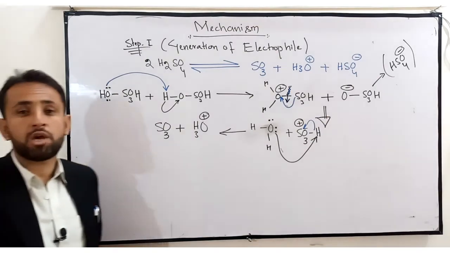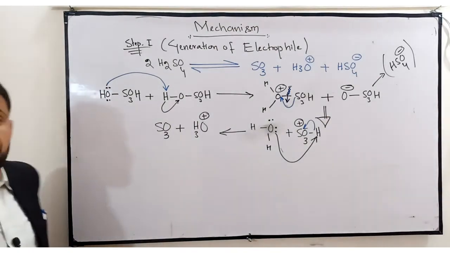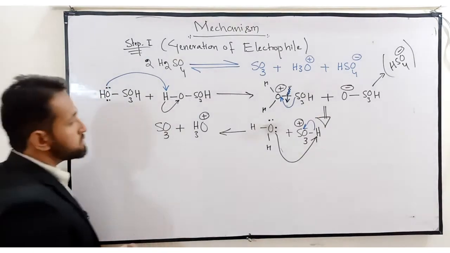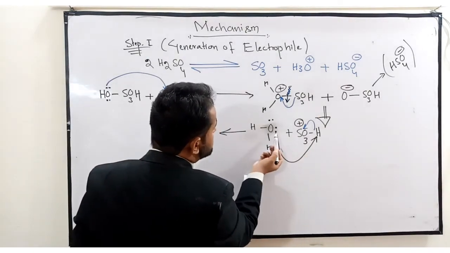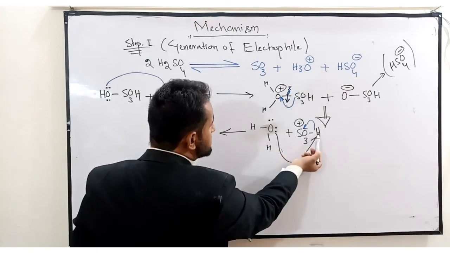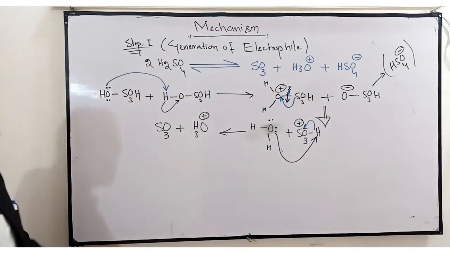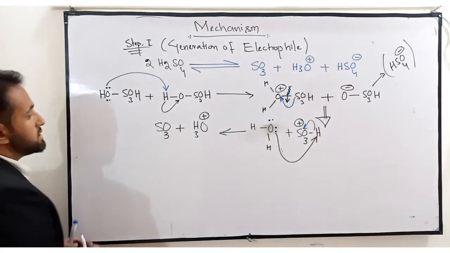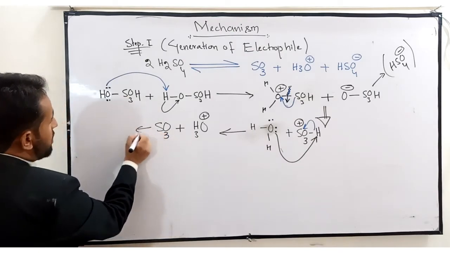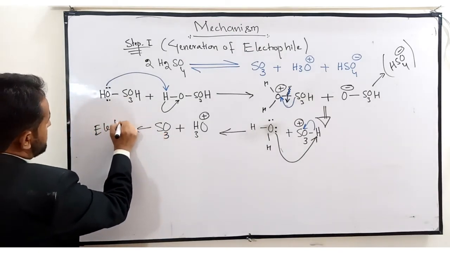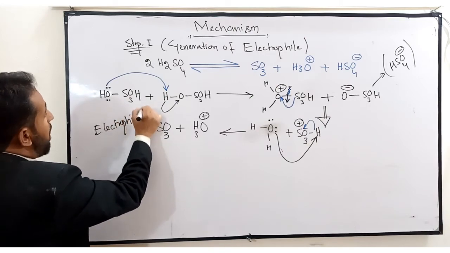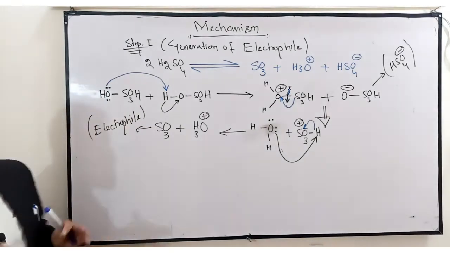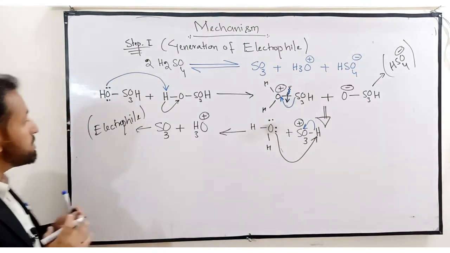This is a very useful step for the process of sulfonation, because the proton accepts the electron from the oxygen atom and gives its electron to the sulfur molecule. From this step, the proton will stabilize this sulfur trioxide. As a result, it forms. Now, this is our electrophile. The electrophile formed during the process of sulfonation is sulfur trioxide. It has to be remembered, understand?